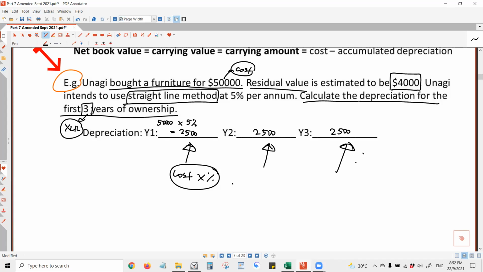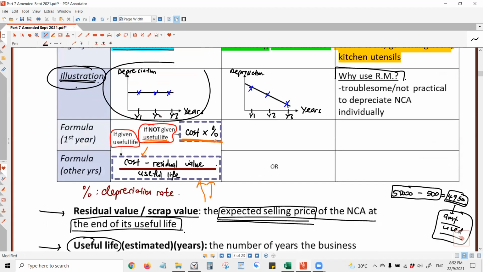And the conclusion is, one of you asked me whether we have to minus the residual value. Does my formula have residual value? No, my formula doesn't have residual value. Just as simple as cost times percentage. Only if I use the other formula, then I have residual value. But what is the condition for using the other formula? It depends on whether you have been given useful life or not.